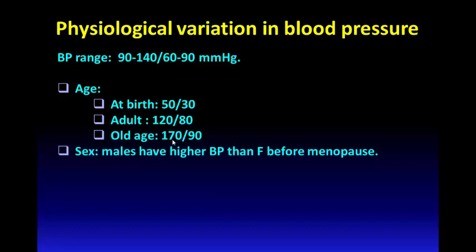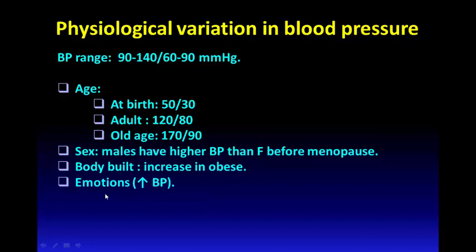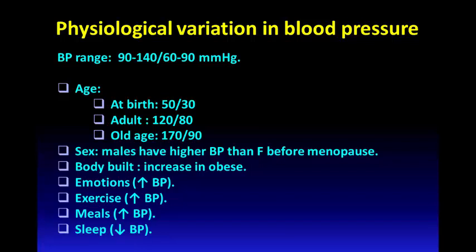Sex also has an influence on blood pressure. Males have higher blood pressure than females before the menopause. The body build also has an influence on blood pressure. The pressure is higher in obese subjects. Emotions and excitement increase blood pressure. Exercise also increases the blood pressure. These are physiological variations in blood pressure. After meals also the blood pressure increases. On the other hand, when someone is relaxing and sleeping, the blood pressure decreases.